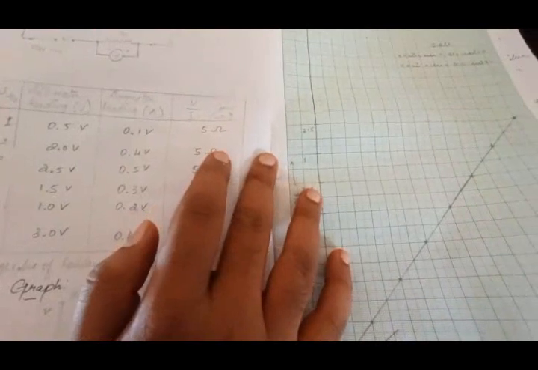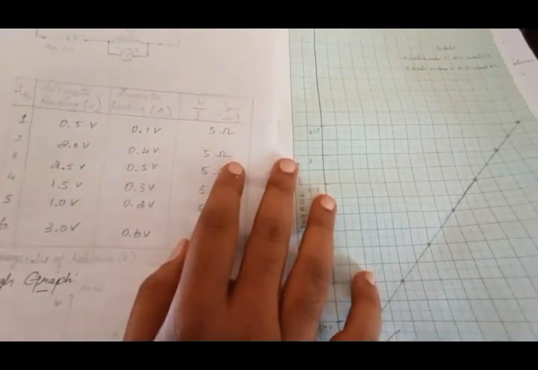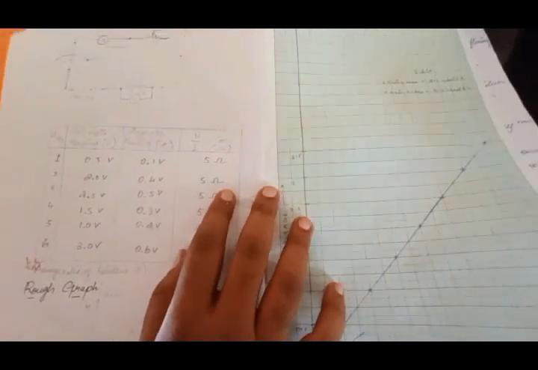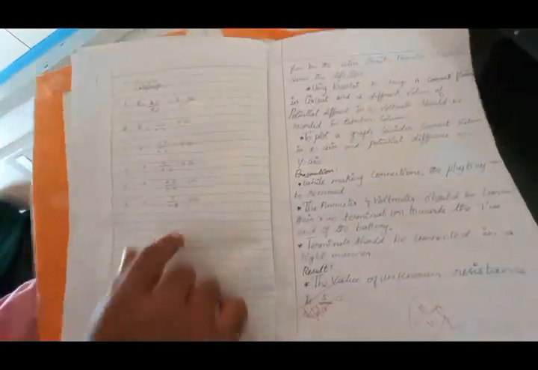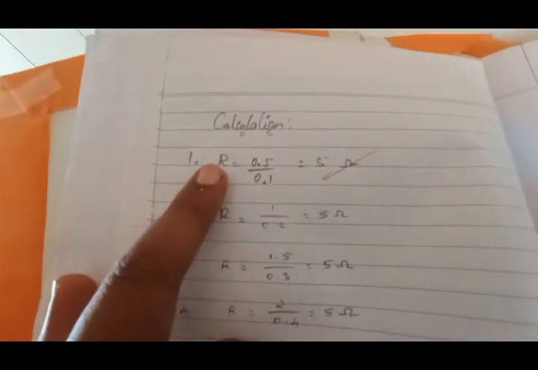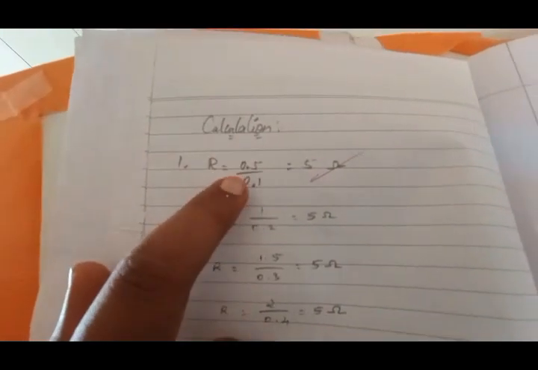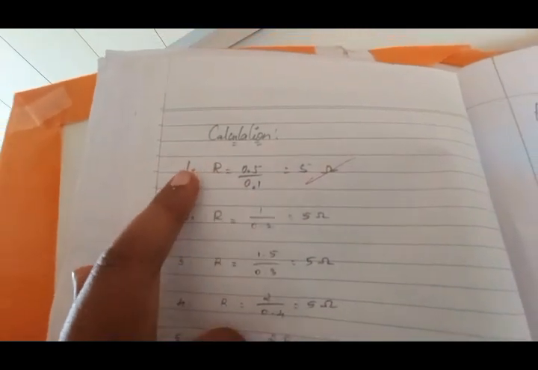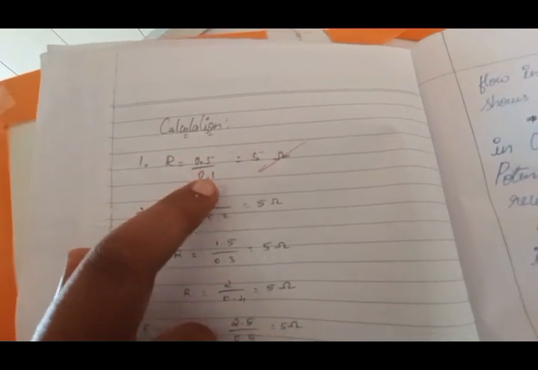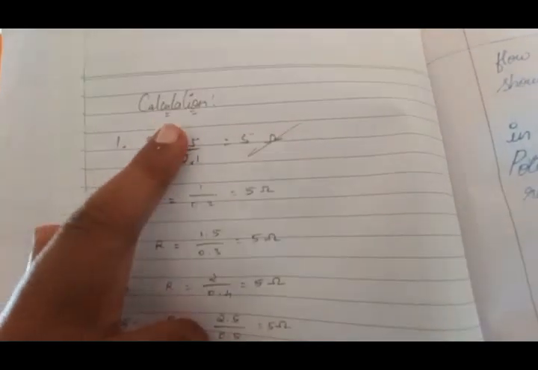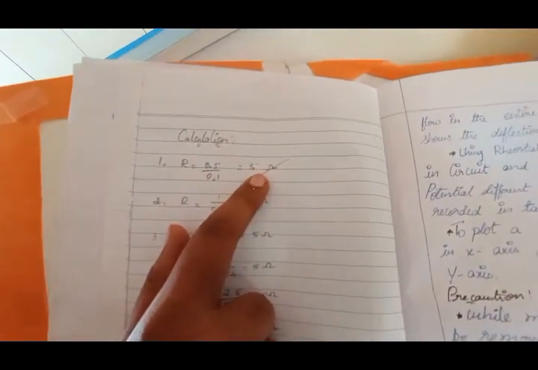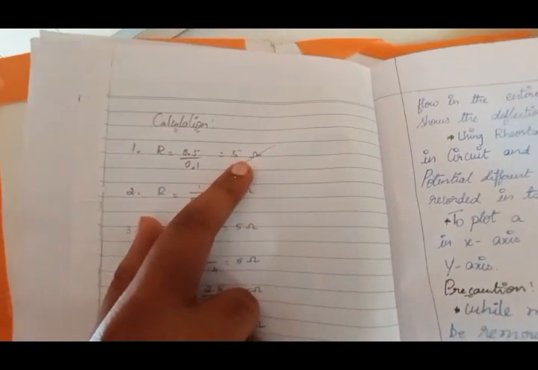So we all know there was a formula called V = I × R. From that, we are going to measure the resistance. So what is the resistance? The resistance formula is R = V / I. For the first reading, the voltmeter reading is 0.5 and the current reading is 0.1. So V divided by I, according to that formula, the resistance you have received is 5 ohm.